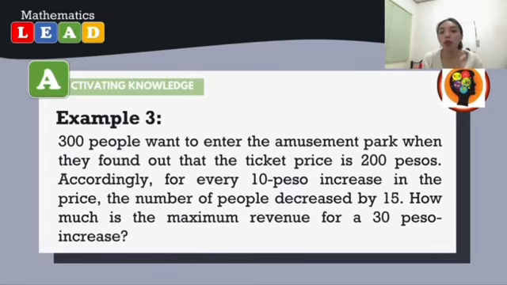Here, let's proceed to example number 3. Okay, everyone read. 300 people want to enter the amusement park when they found out that the ticket price is 200 pesos. Accordingly, for every 10 peso increase in the price, the number of people decreased by 15. So, how much is the maximum revenue for a 30 peso increase?